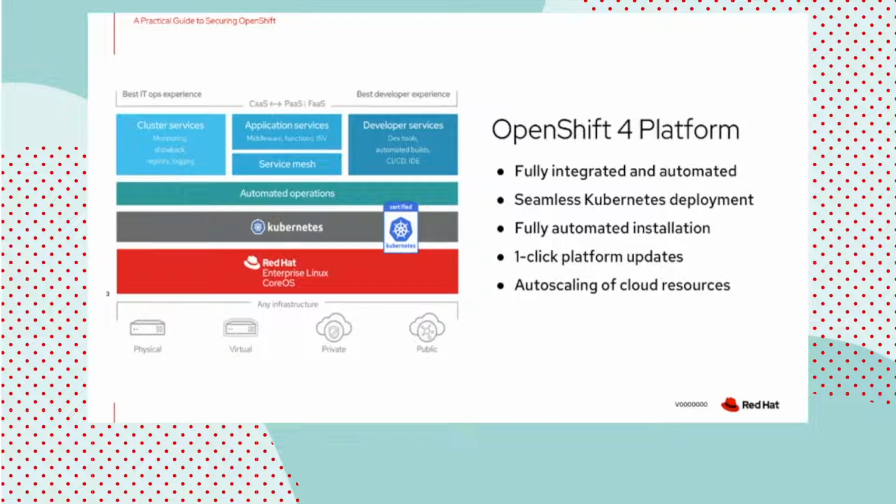And on top of this sits our operating system, which is RHEL and RHEL Core OS, which is the foundation for the OpenShift Container Platform. And we do ship a conformant and compliant version of Kubernetes. OpenShift is Kubernetes. And on top of this, you can install all your containerized workloads, your cluster services, application services, and developer services.